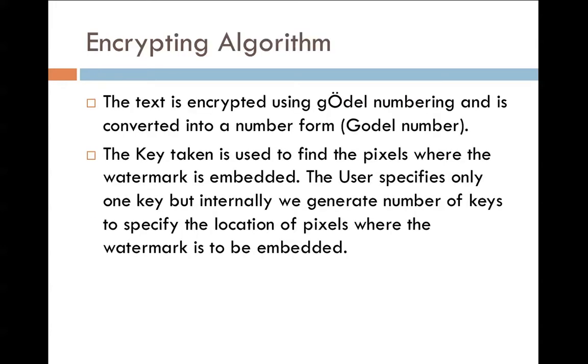So now we move on to the description of the encrypting algorithm. Now during the encryption stage, the user gives the text that needs to be encrypted, a key and an image. The text is embedded within the image. Now the text is encrypted using Godel numbering and is converted into a number form. The key taken is used to find the pixels where the watermark is embedded. The user specifies one key, but internally we generate a number of keys to specify the location or the pixels where the watermark is to be embedded.